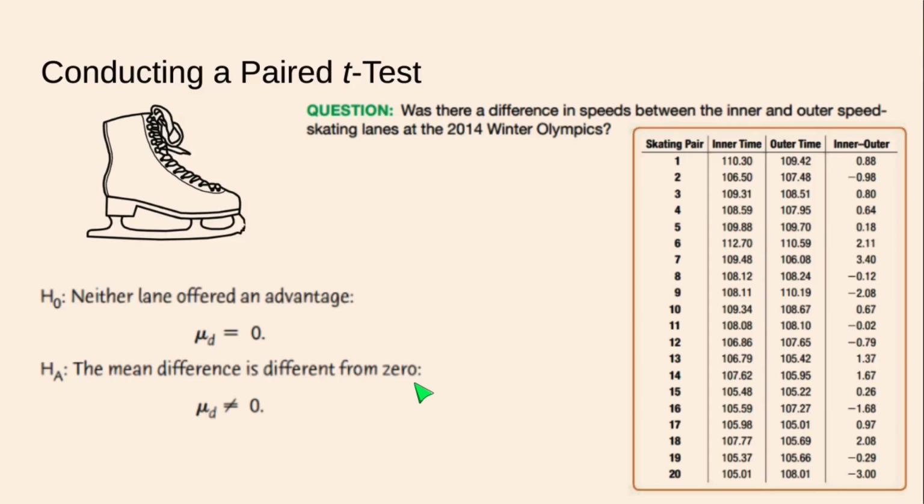So the differences are on average not 0. There is some difference between the before and after, or in this case, the inner time versus the outer time of the pairs of skaters. So there you go. You have mean difference is not 0. This is the only thing you really need to have.